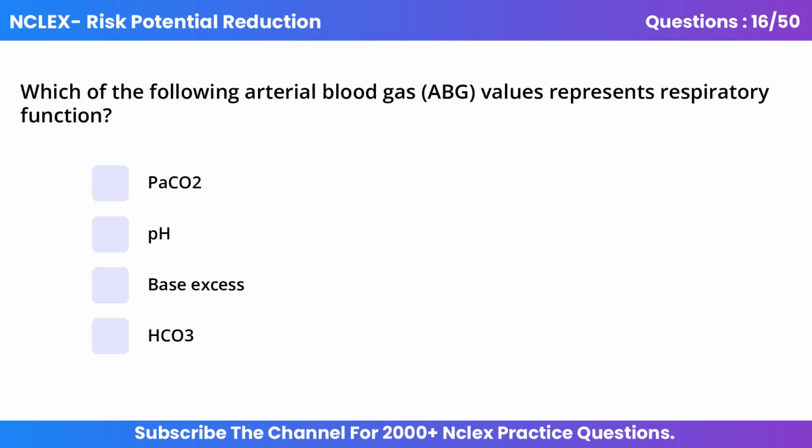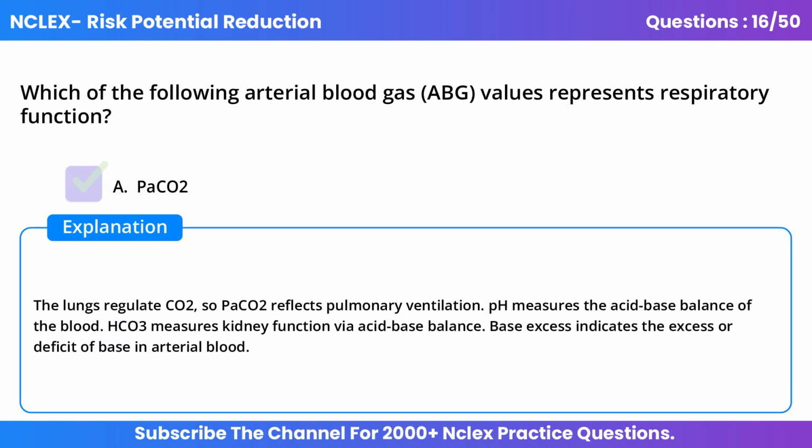Question 16. Which of the following arterial blood gas, ABG, values represents respiratory function? A. PaCO2. The lungs regulate CO2, so PaCO2 reflects pulmonary ventilation. pH measures the acid-base balance of the blood. HCO3 measures kidney function via acid-base balance. Base excess indicates the excess or deficit of base in arterial blood.